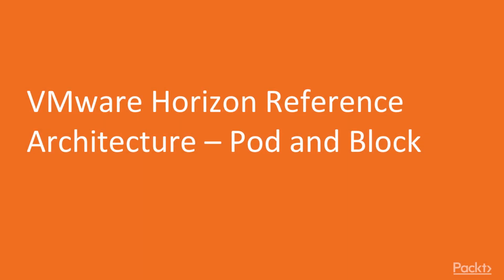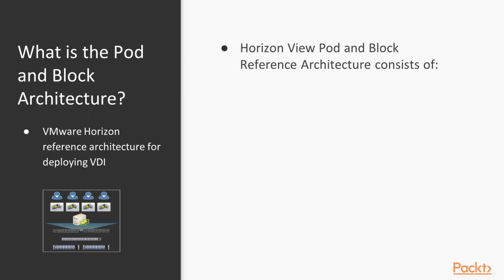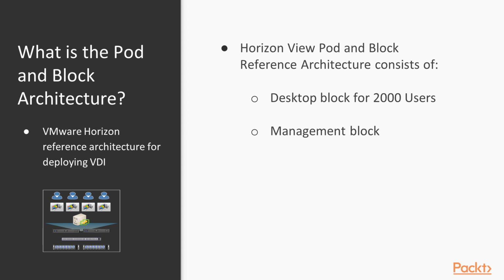Horizon View Pod and Block Architecture. In this video we're going to discuss the pod and block architecture and its modular approach to building and scaling a View deployment. We will look at the parts that make up the architecture, such as the desktop blocks for hosting the virtual desktop machines, the management block that contains all the Horizon View components, such as the connection servers, and then how to scale the number of users by deploying multiple desktop blocks, or pods as they are known as.